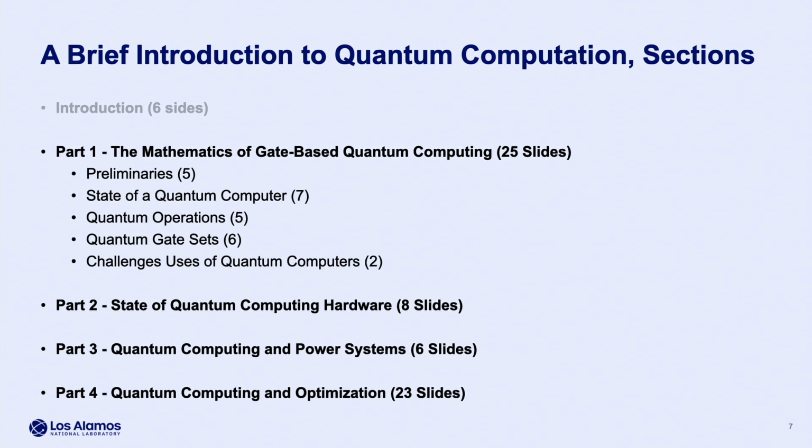Then in part 2, I do a brief overview of the state of quantum computing hardware as I see it today. Part 3 is some discussion of quantum computing and power systems. This is a very early stage for that field, so there's not a great amount to review. And then part 4 is all about quantum computing and optimization. I strongly suspect we won't get to part 4. But let's try to get through part 3, because I think that's the most useful for you all.